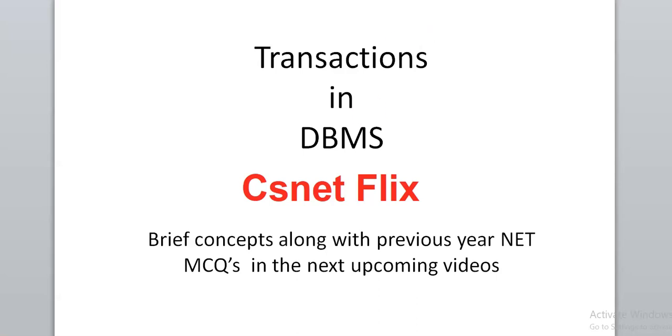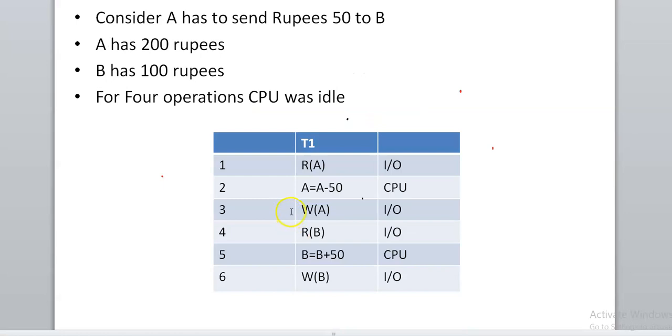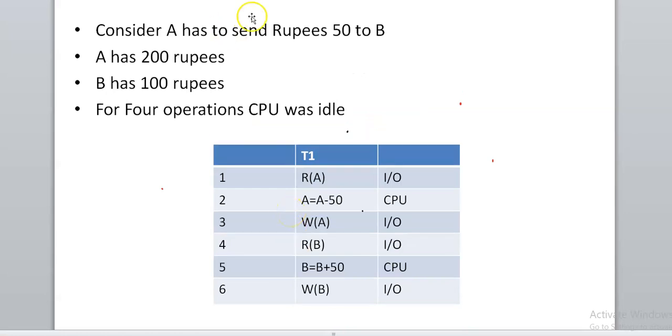So let's get started. Before jumping on to the definition of transaction, let us try to understand it with the help of an example. As you can see here, there are two data items A and B. A has to send rupees 50 to B. Initially A has rupees 200 and B has rupees 100 in its account. And here, this is called a transaction.